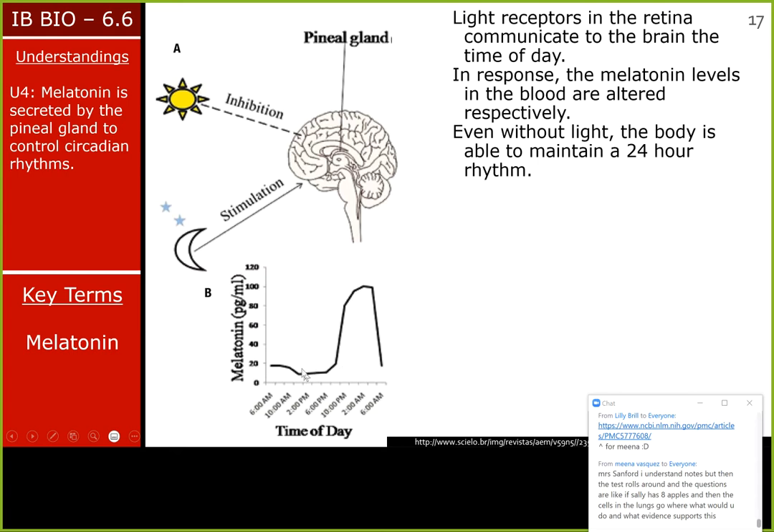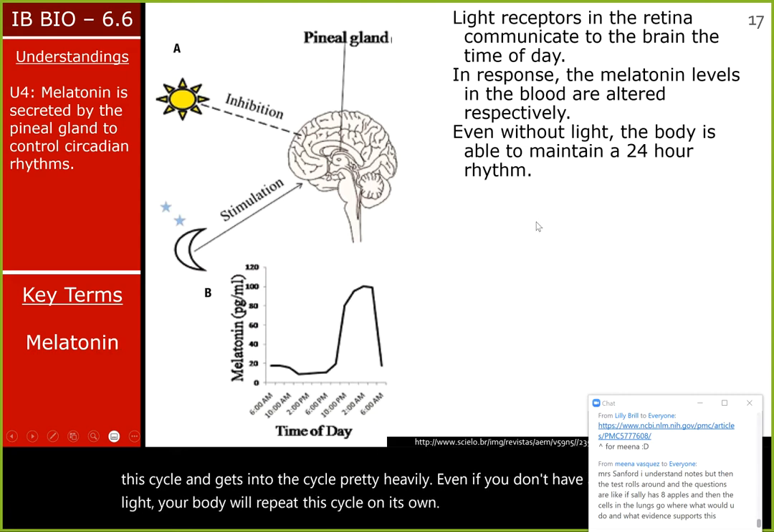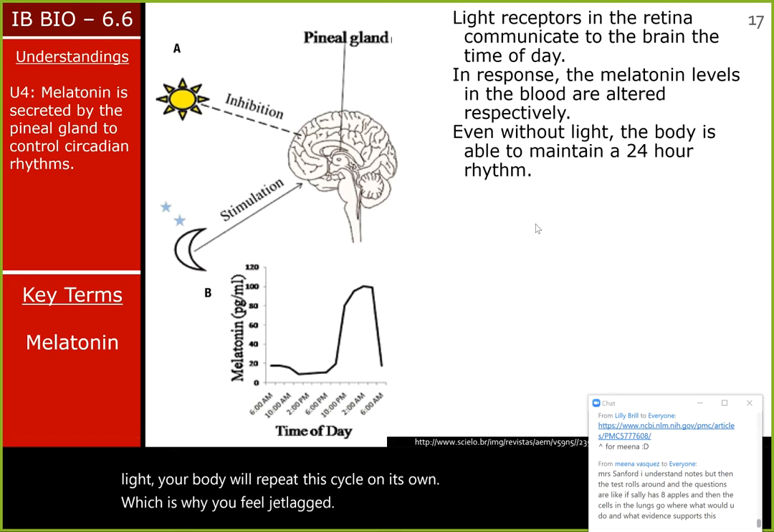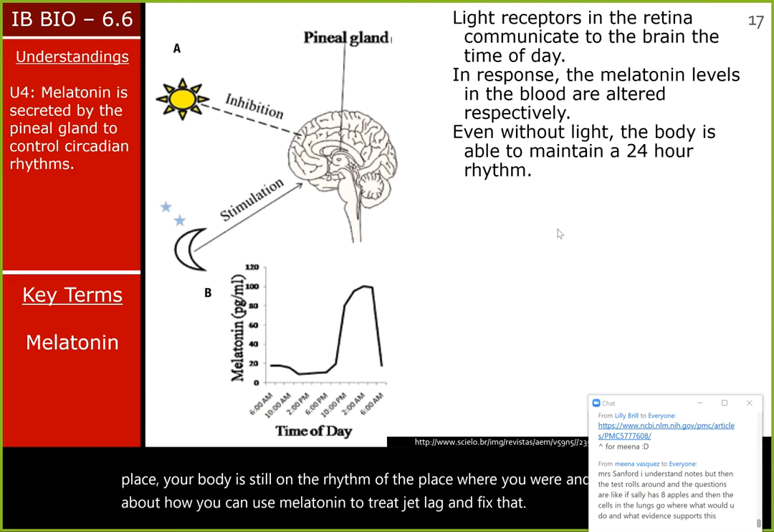And it's kind of interesting because once your body maintains this cycle and gets into this cycle pretty heavily, even if you don't have access to light, your body will repeat this cycle on its own. Which is why you feel jet lagged. Because even though you have the light cues when you travel to a different place, your body is still on the rhythm of the place where you were. And we'll talk about how you can use melatonin to treat jet lag and fix that. It's like your basic biohack.